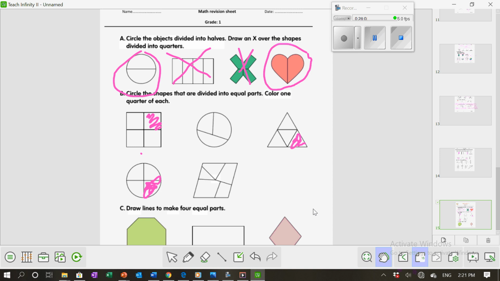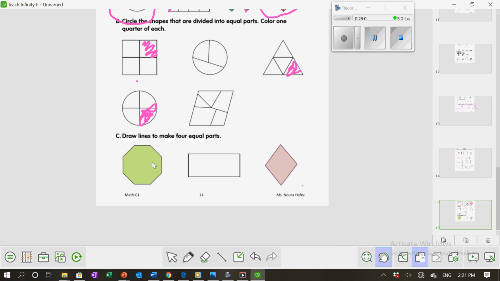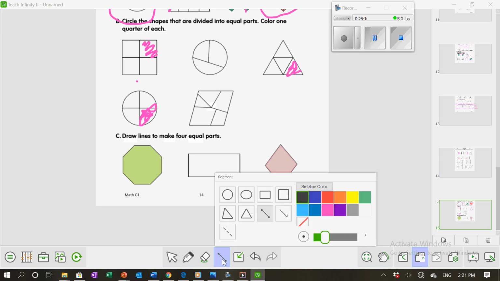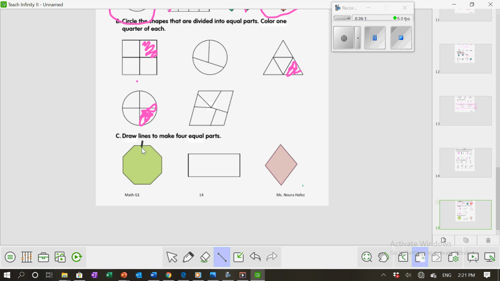Let's see down. Draw lines to make four equal parts. So easy. The first line is like this, and the other line is like this. The first line is like this, the other line is like this, and the first line is opposite, and I crossed the other line exactly to the corners like this. Here I have four equal parts.